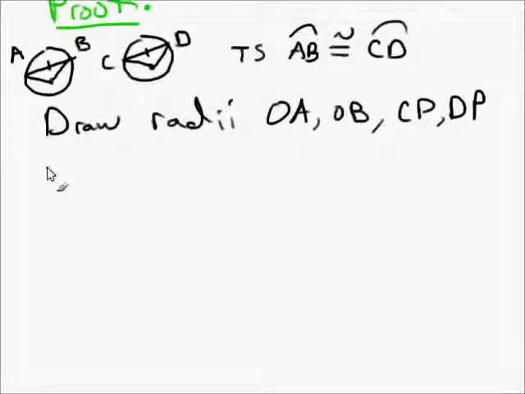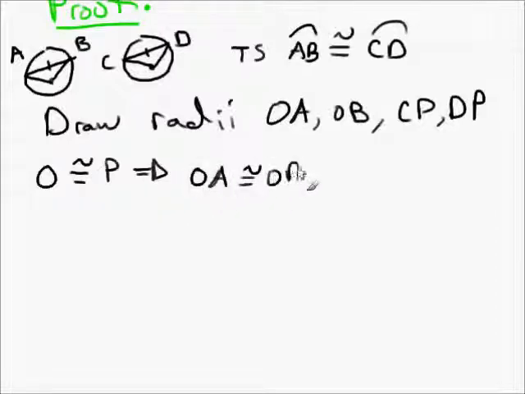Now, circle O is congruent to circle P. Congruent means they have the same length. That implies that they have the same radius. OA is congruent to OB, is congruent to CP, is congruent to DP. And we already knew that AB is congruent to CD.